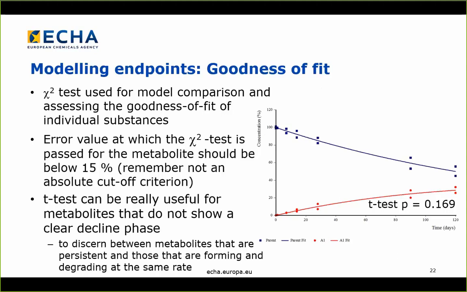So here is one of those examples that I showed you a few slides ago, where we had a metabolite with no clear decline phase, and here I've added the t-test result. The t-test in that example is showing you that the fitted rate constant for the metabolite is not statistically different from 0. So the t-test has that particular useful application for metabolites that don't show a clear decline phase.